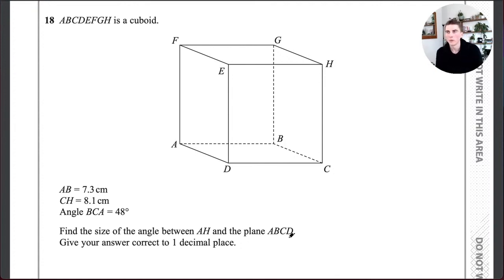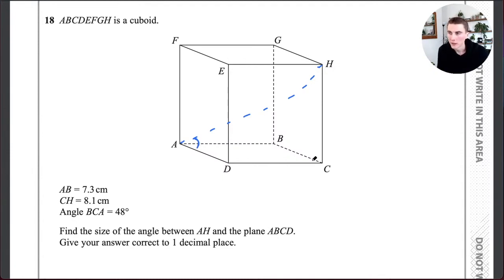So with these ones, you've got this cuboid, and we're trying to find angles. So the size of the angle between AH and the plane ABCD. It's probably best to sketch that on. So here's H, here's A. If we draw a dotted line between the two, it's not perfectly straight, but we basically want the angle between this line and this plane here, this flat surface. So it's this angle here that we want. Imagine there was a string going from A to H, and you want the angle between that string and the floor of the cuboid.